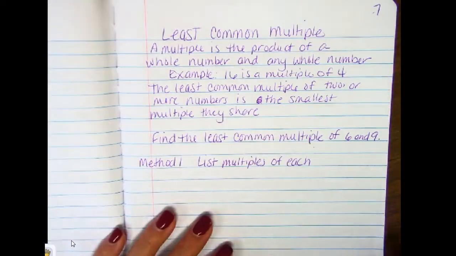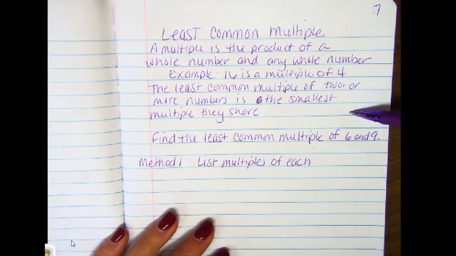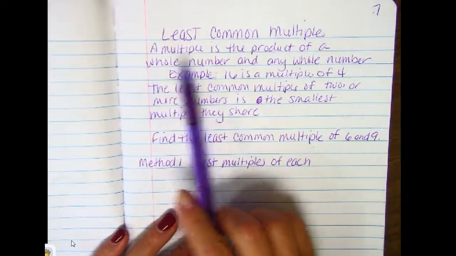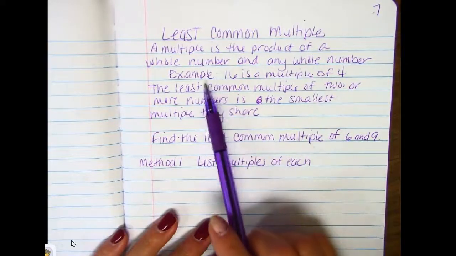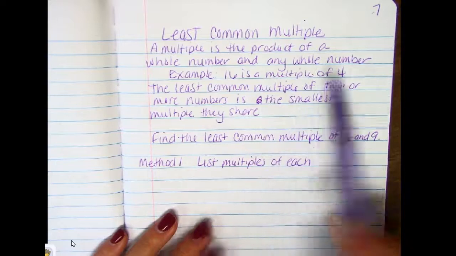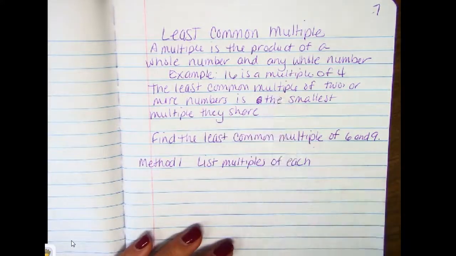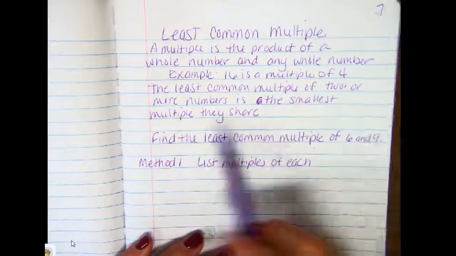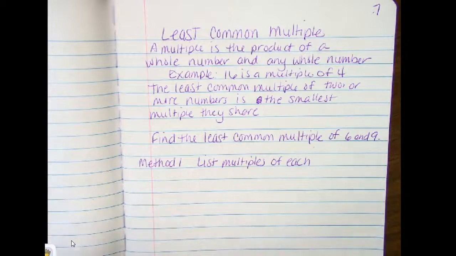Turn to your page when you're ready, and let's write down the definition of what a multiple and a least common multiple would be. So a multiple is the product of a whole number and any whole number. Example, 16 is a multiple of 4 because 4 times 4 is 16. 20 is a multiple of 4 because 4 times 5 is 20. The least common multiple of two or more numbers is the smallest multiple that they share. So 20, both 4 and 5 share 20 as a multiple.